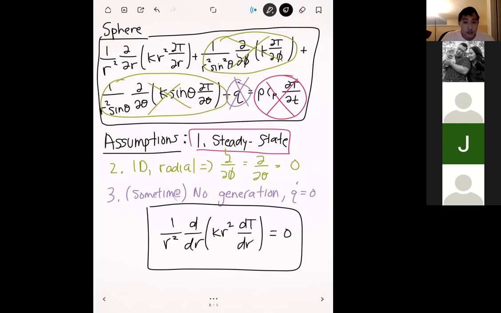Any questions on this? One quick question. Yep. Will it state if there's generation, or if it doesn't, then it's just automatically zero? Yeah, usually if the problem doesn't say anything, then you can assume that generation is zero. Okay, just making sure, thank you.